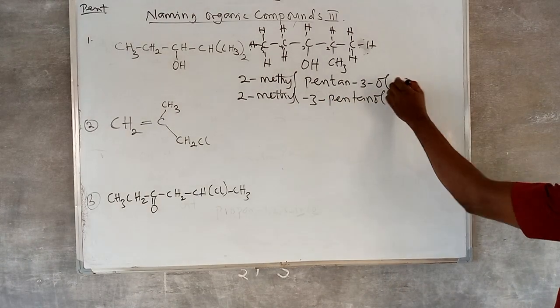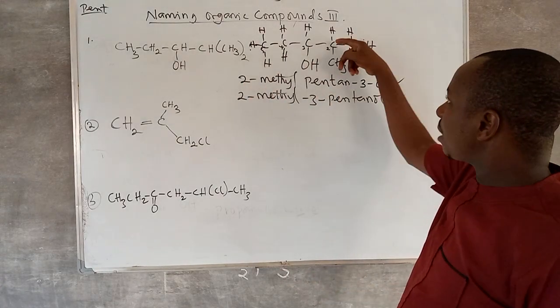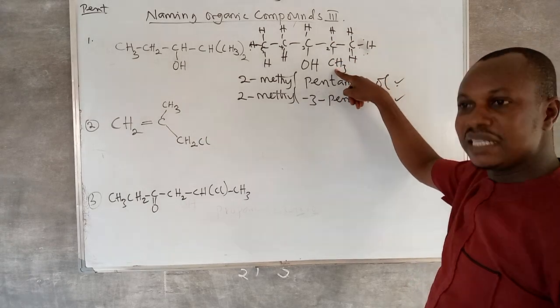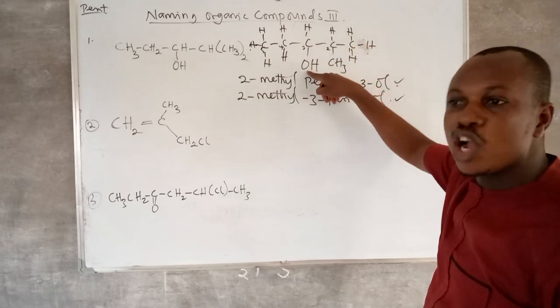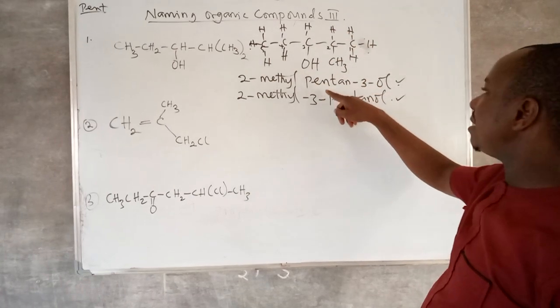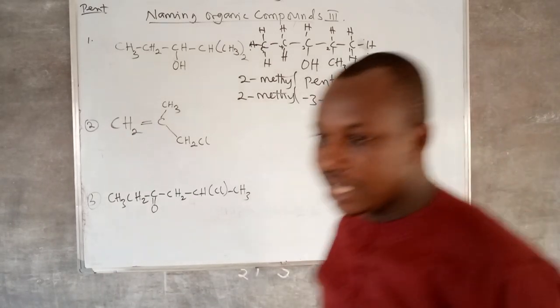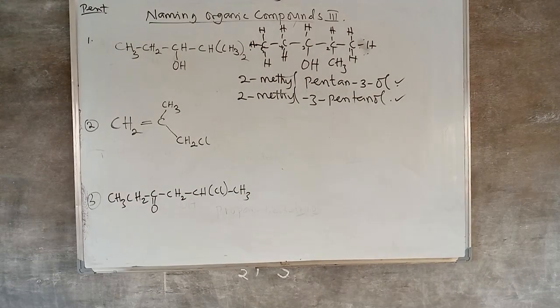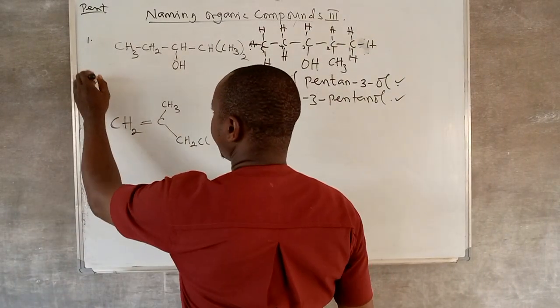Both of them are 100% correct. Remember, here carbon number 2 carries a methyl group. CH3 is a methyl group. Carbon number 3 carries the functional group, which is the OH. That is why it is pentan-3-ol or 3-pentanol. Don't forget. That is the name for this first one. Look at it once again as we are going over to the second example. Going over to the second example, if you watch, this one belongs to a group we call alkane.